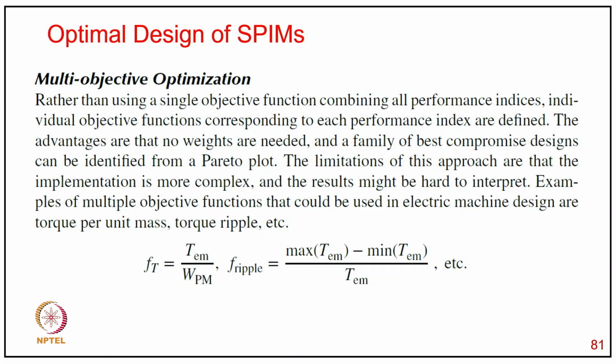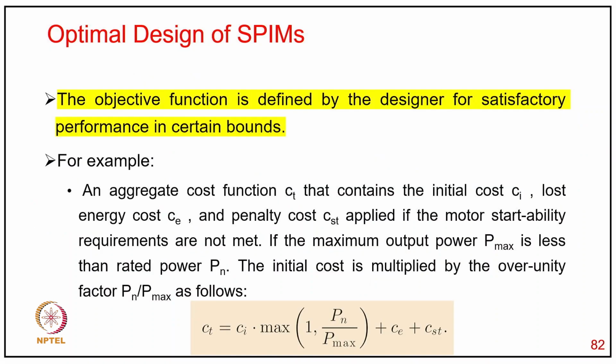Examples of multi-objective functions that could be used in electrical machine design are torque per unit mass, torque ripple, etc. For example, Ft equal to Tm upon Wpm, where F ripple equal to maximum Tm minus minimum Tm divided by Tem. So now the objective function is defined by the designer for satisfactory performance within certain bounds.